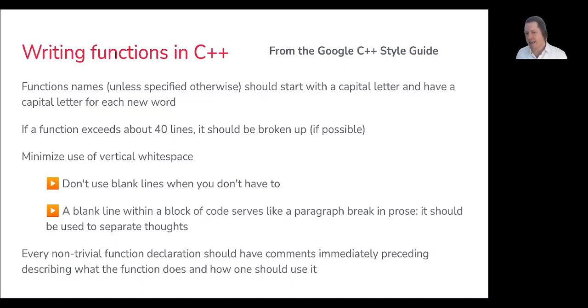If a function exceeds approximately 40 lines, you should really break it up into multiple functions if at all possible. Definitely minimize the use of vertical white space. Don't use blank lines when you don't have to. A blank line within a block of code serves like a paragraph break in prose. It should be used to separate thoughts. So group the stuff that goes together, and use white space to get into a new, separate thought.